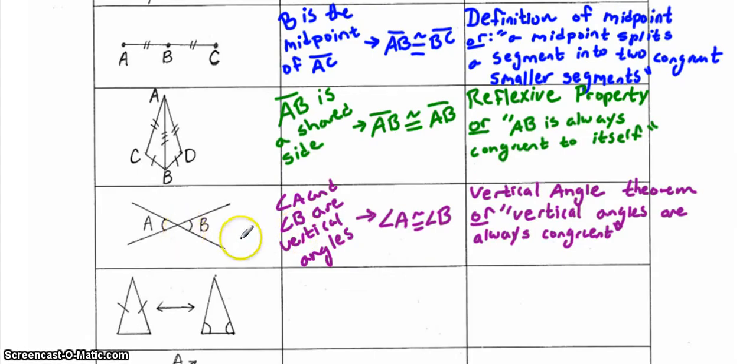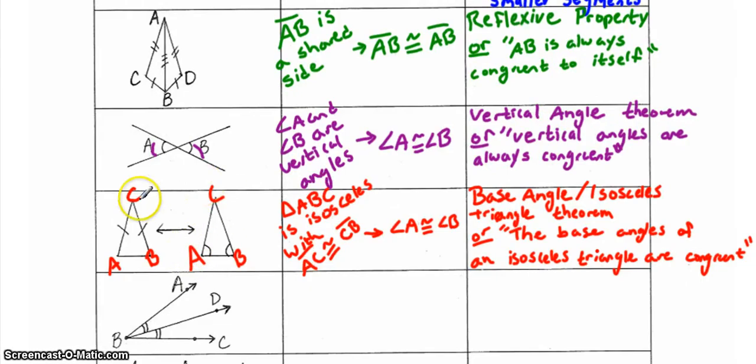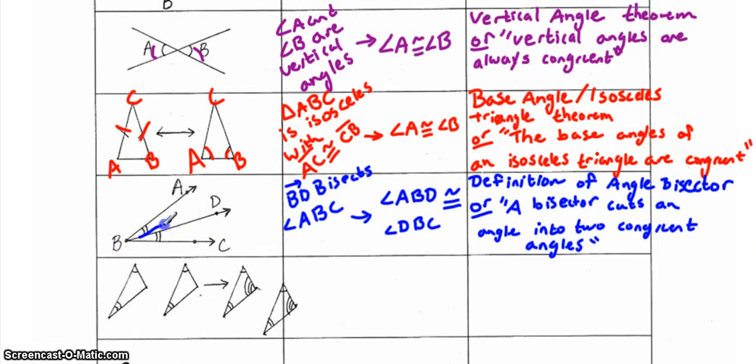Next up, angle A and angle B are vertical angles, right? They're across from each other just like this, which means that they are congruent. Angle A is congruent to angle B. The reason? We see the vertical angle theorem, or if you can be fancier and write out the entire sentence, vertical angles are always congruent. Right over here we've got that ABC is an isosceles triangle with AC congruent to CB, which means that the base angles, angle A and angle B, are congruent. That's because of the base angle theorem or the isosceles triangle theorem. If you can write that as a full sentence, it would say the base angles of an isosceles triangle are always congruent.